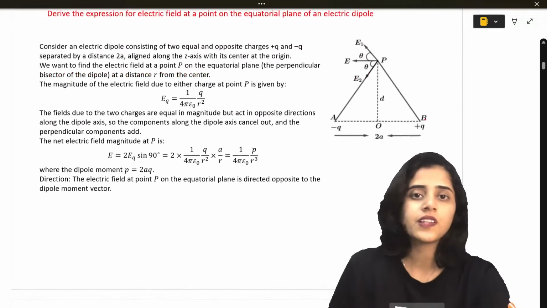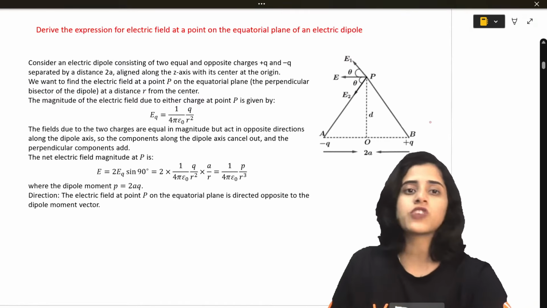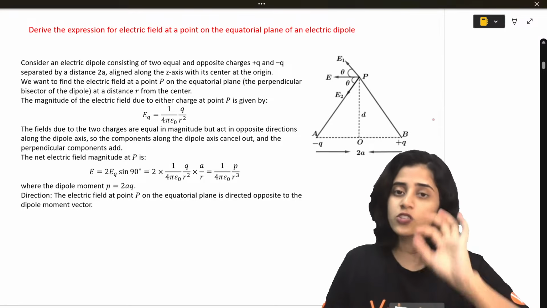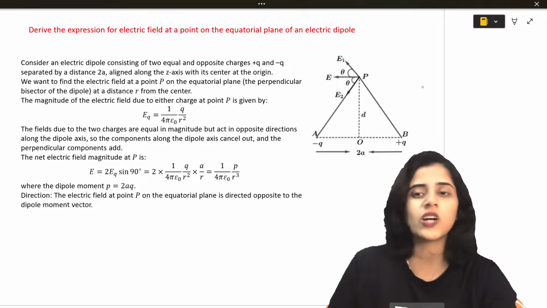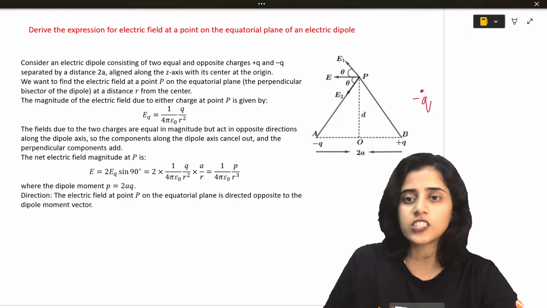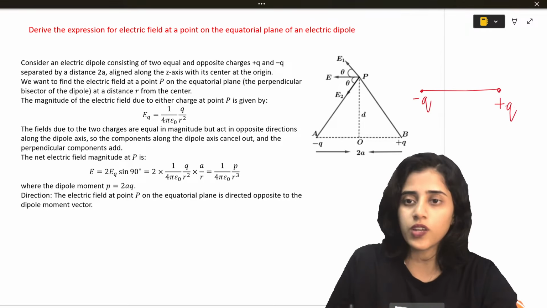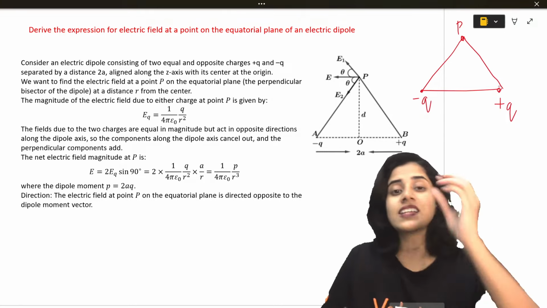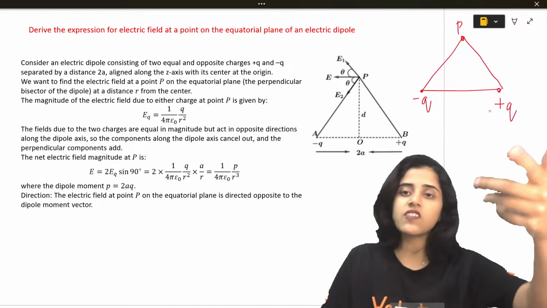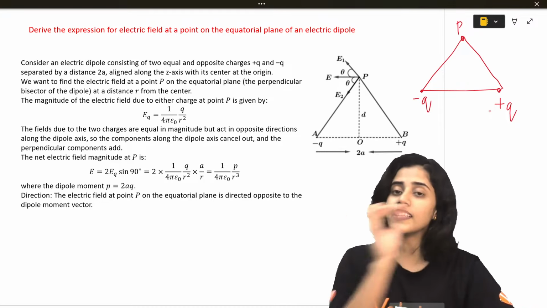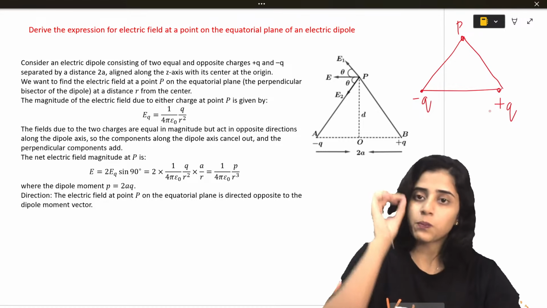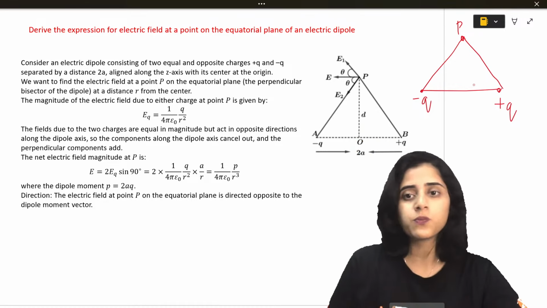Next, derive an expression for electric field at a point on the equatorial plane. For that also the diagram is very important. Let me show you how to draw the diagram. You take a charge minus Q here, plus Q here, and you are going to find the electric field at a point P, which is at an equatorial position. In the previous one, P was along the line, at an axial position. Here, P is at an equatorial position.